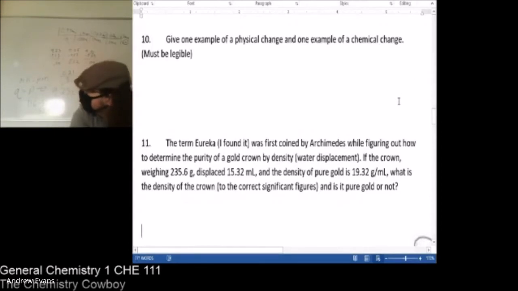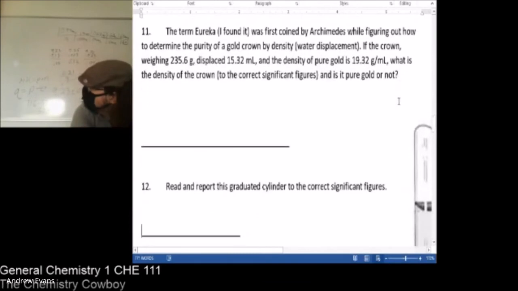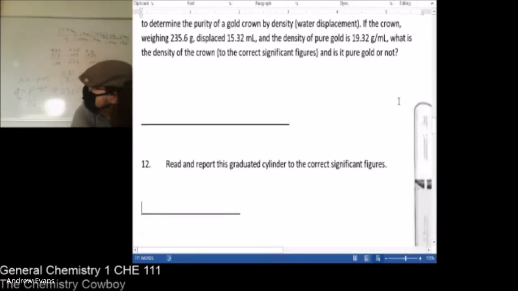Let's see. This one is just another density problem. I'm going to go ahead and give this one. I'm going to have to change how we look at this because otherwise we won't be able to see this. Okay. Okay, well, I'll look at that, yeah.